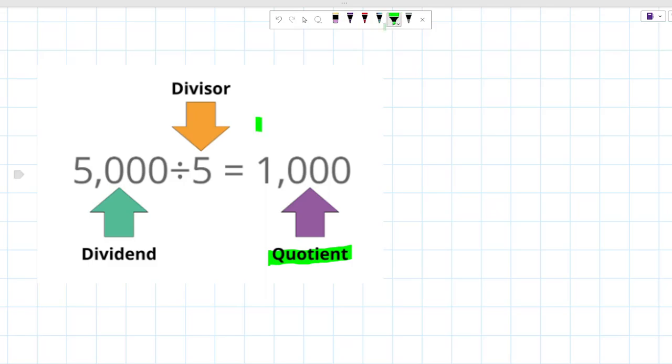The divisor is that number that you're dividing by. So you might also remember that word, divisor. So here, since 5 is the number that we're dividing by, that would be our divisor.